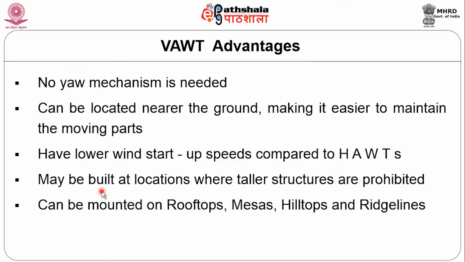And these are some of the advantages of the vertical axis wind turbine. It does not need the yaw mechanism, and it can be located nearer to the ground, making it easier to maintain the moving parts, and it has lower wind startup speeds compared to horizontal axis wind turbines. It may be built at locations where taller structures are prohibited, and can be mounted on rooftops, mesas, hilltops and ridge lines. The main advantage is that it does not require any yaw mechanism because it accepts any direction of wind.